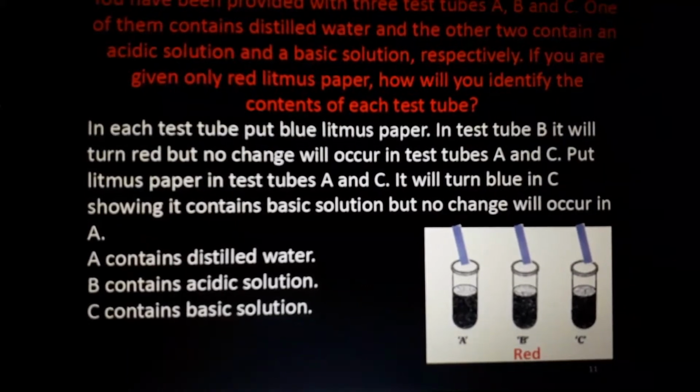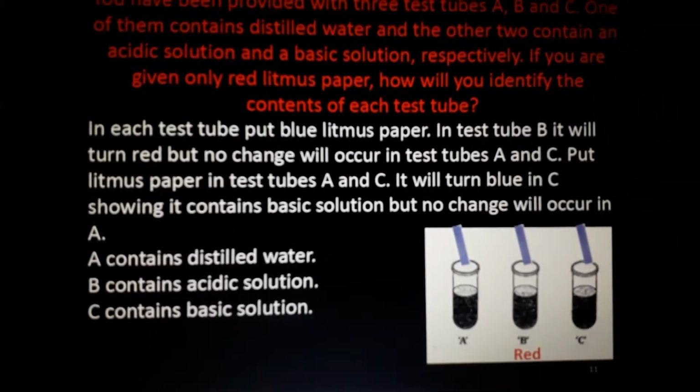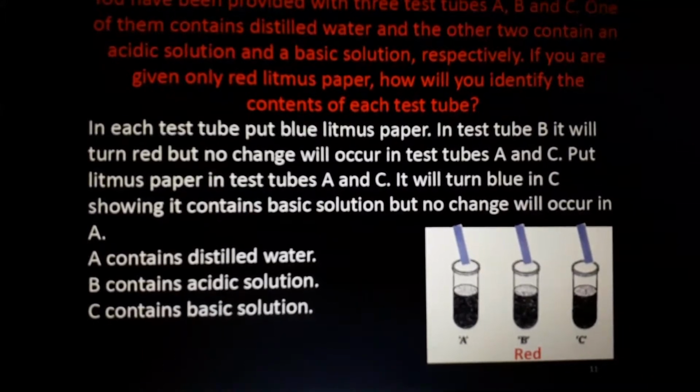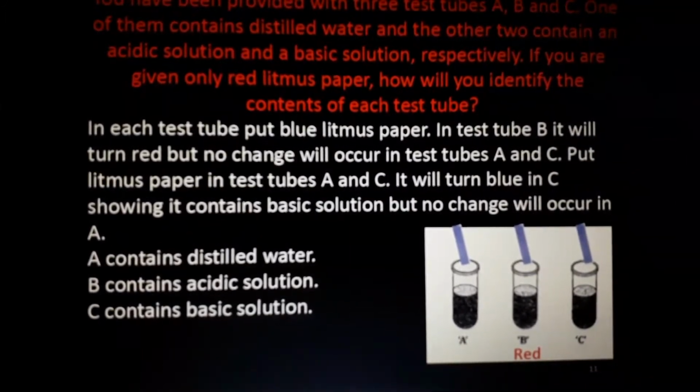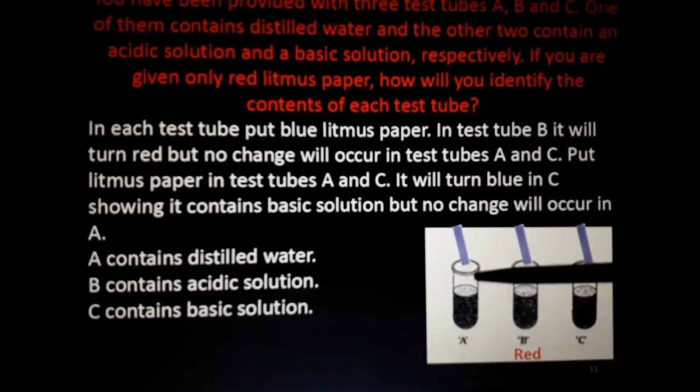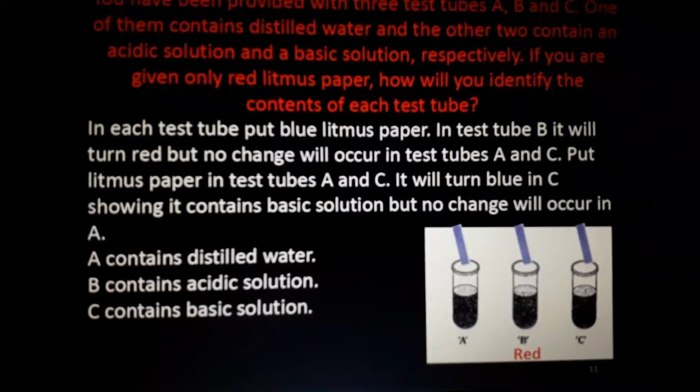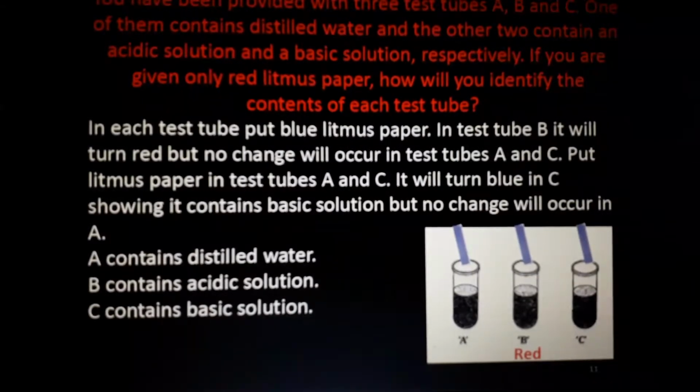Actually, it is an experiment. We cannot conduct the experiment in online classes, but just try to understand. In the first test tube, I have taken distilled water, pure water. In the next test tube, I have taken some acidic solution, for example, a few drops of lime juice. In the third one, I have taken some basic solution, for example, some soap solution.